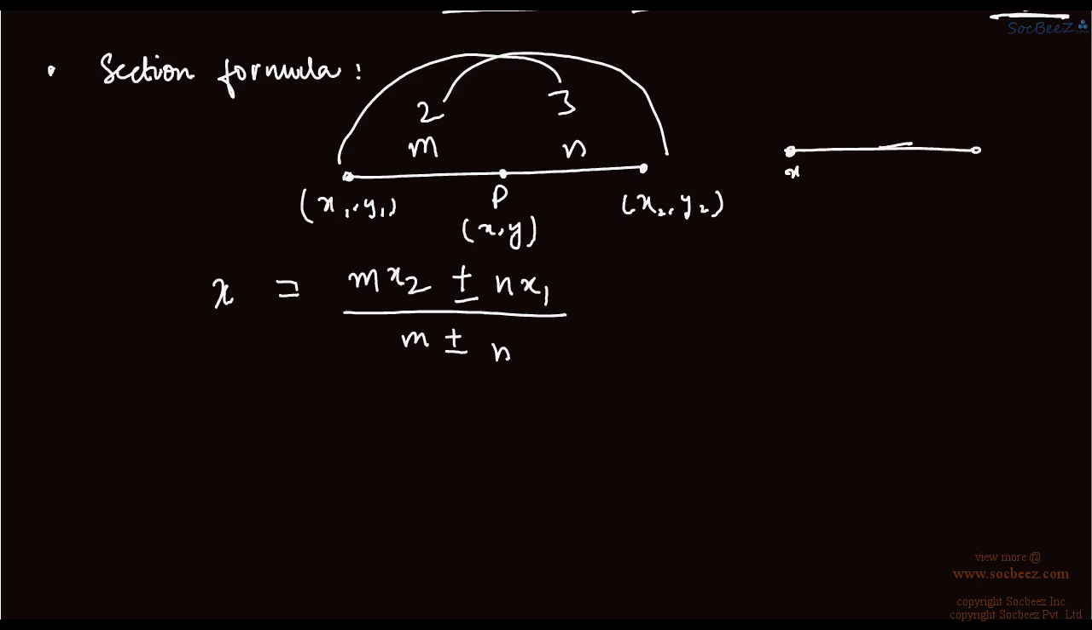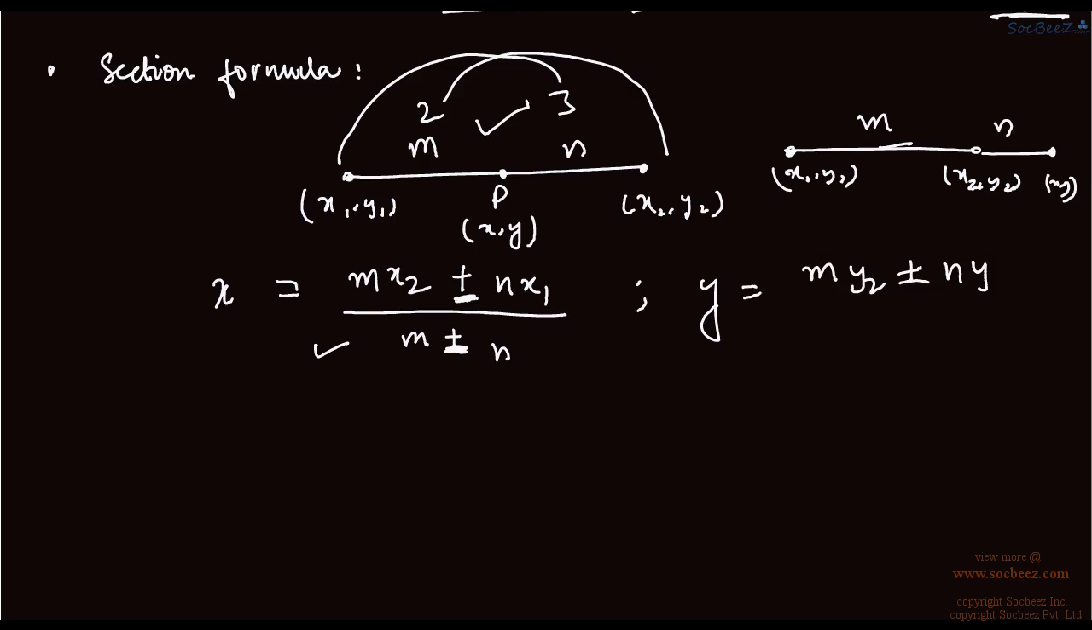Okay, let's say this is your (x1, y1) and this is your (x2, y2), and this is your point which divides the line in the ratio m is to n. This is your (x, y). Then this minus sign, this negative sign, will be used. Otherwise, if this is the case, then the positive sign will be used. x is this and y can be given as (m y2 plus minus n y1) upon (m plus minus n). This is the formula for a point which divides a line between 2 points in the ratio m is to n.